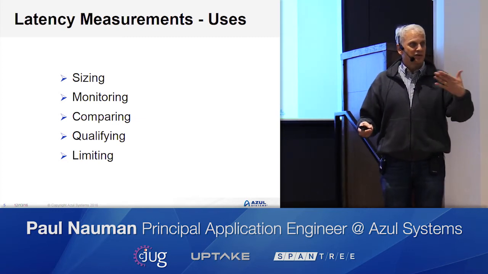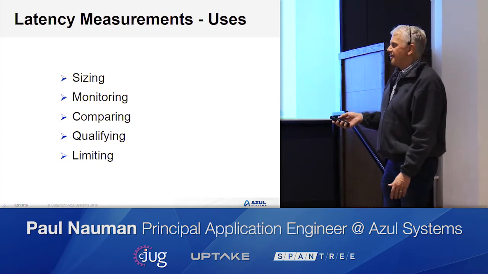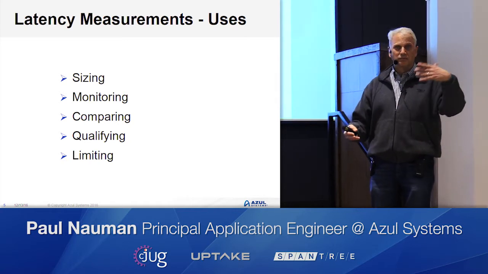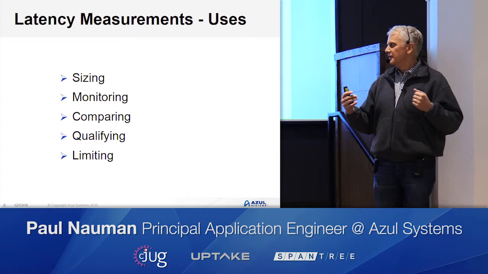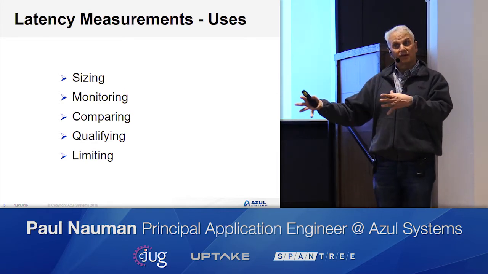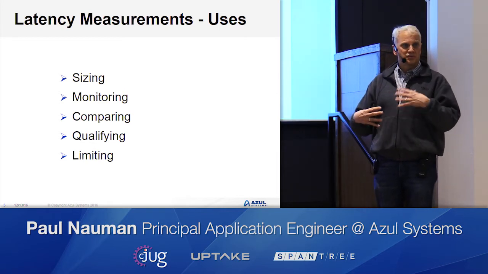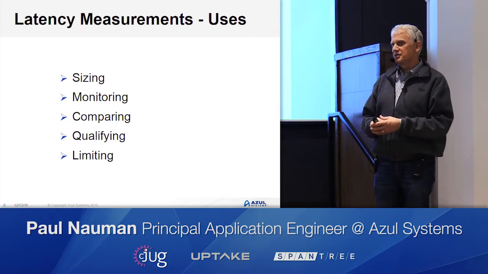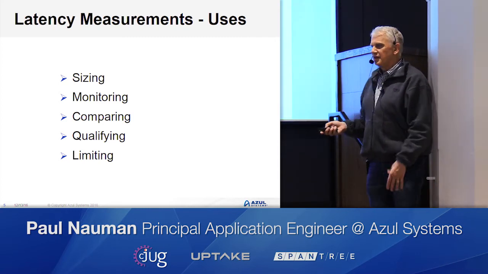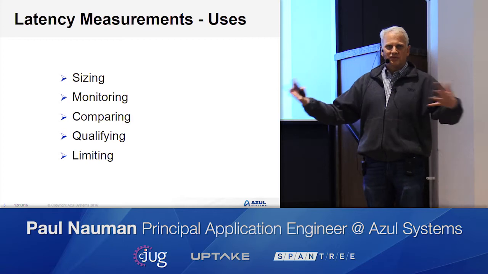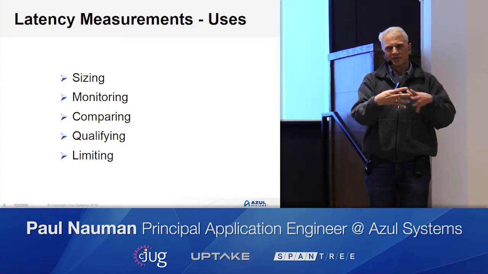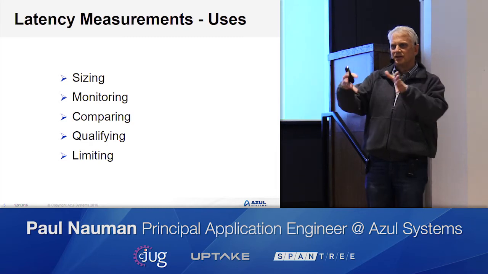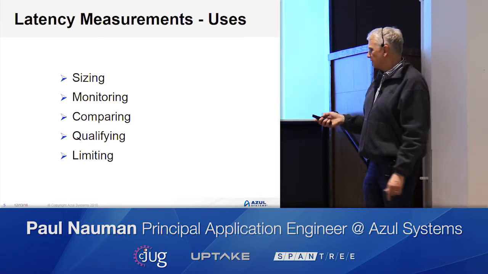Monitoring systems, to see how they're behaving as they're running. Comparing one release to another, for example, to see if we have a performance regression. Qualifying new software or new systems or new approaches, new architectures to see if they're doing what we need. And then finally limiting: as we have load coming in from the outside world, we can partition that load in such a way that latency is managed on each of the components that handle it.